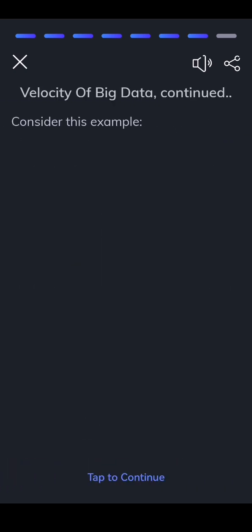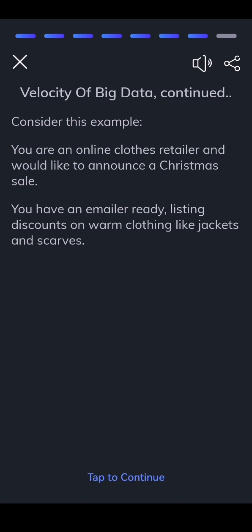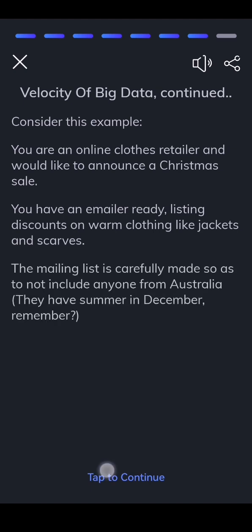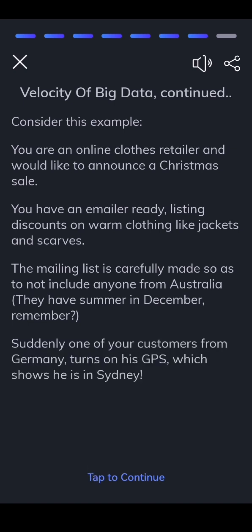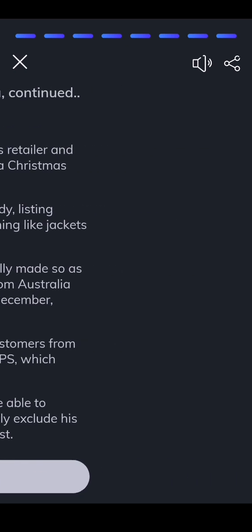Consider this example. You are an online clothes retailer and would like to announce a Christmas sale. You have an emailer ready, listing discounts on warm clothing like jackets and scarves. The mailing list is carefully made so as to not include anyone from Australia. They have summer in December, remember? Suddenly one of your customers from Germany turns on his GPS, which shows he is in Sydney. Your computer should be able to register this, and instantly exclude his name from the mailing list.